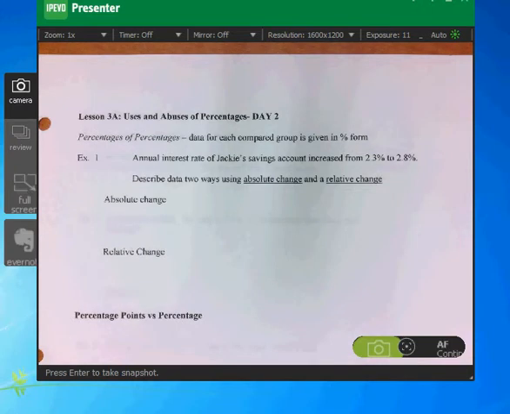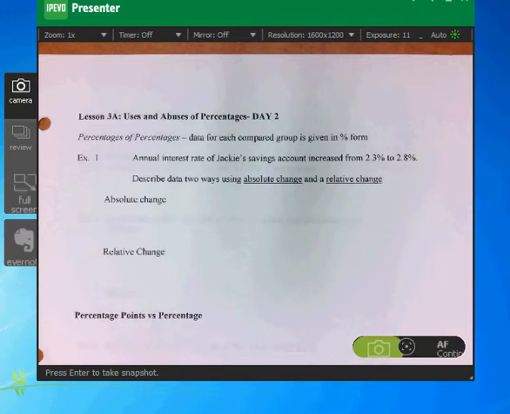So looking at percents or percentages here, percentages of percentages. Basically, all the data is given in some kind of percent form, and usually talks about increasing or decreasing percents over time. We're looking at different groups, percentages of another group, which is already a percent of something.